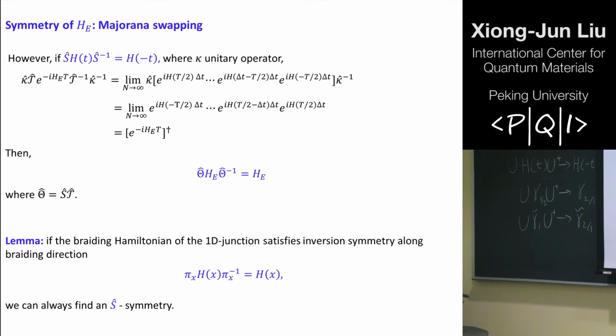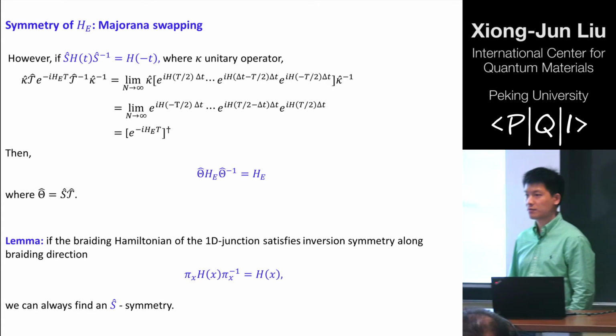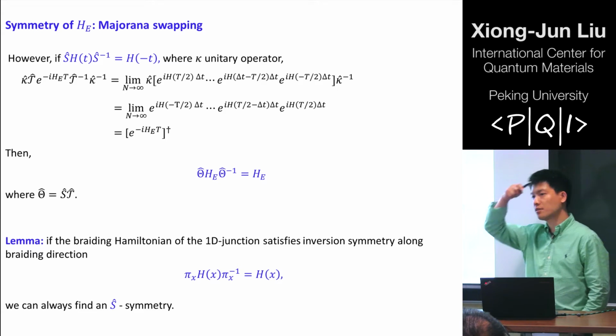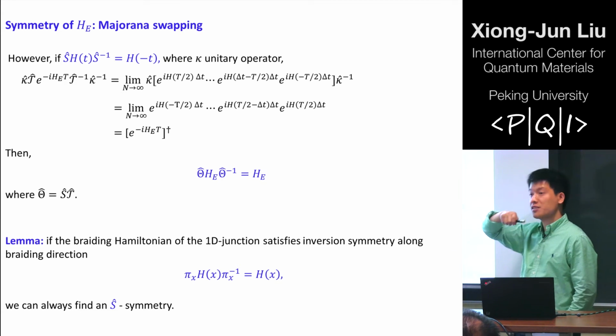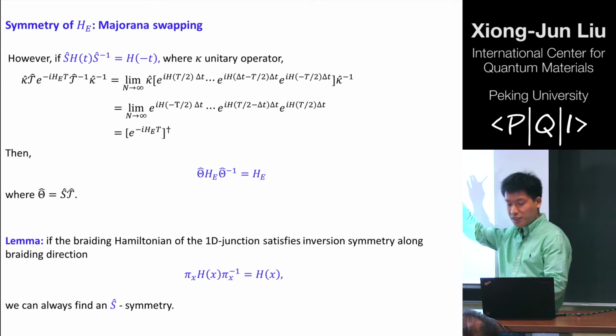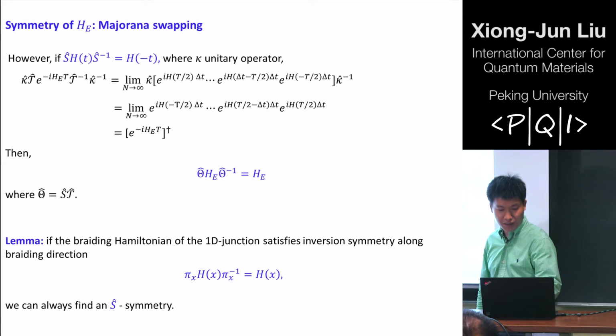Maybe a quick question. Does this condition, practically, require that we have really good control of the system, because this requires H(t) and H(-t) to be unitarily related to each other? In principle, yes, you can control. Right. But actually, we can relax the conditions, so I can show you later.